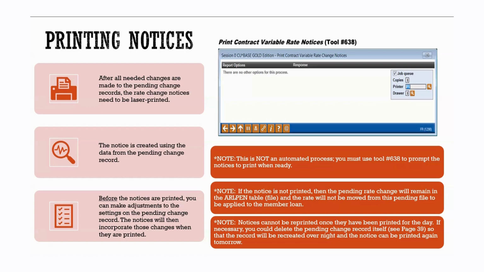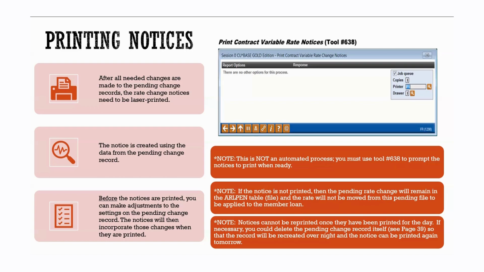Before the notices are printed, you can make adjustments to the settings on the pending change record. The notices will then incorporate those changes when they are printed. So on this example screen here, you can see it allows you to select a printer tray. Please note this is not an automated process. You must use tool 638 to prompt the notices to print when ready.